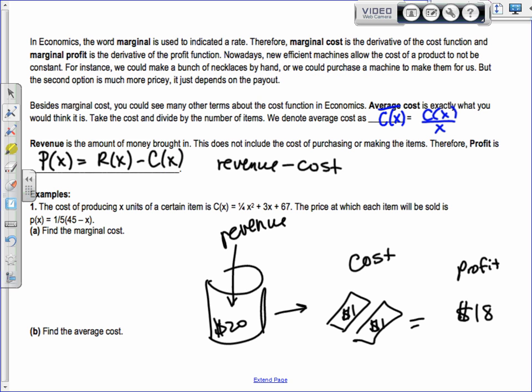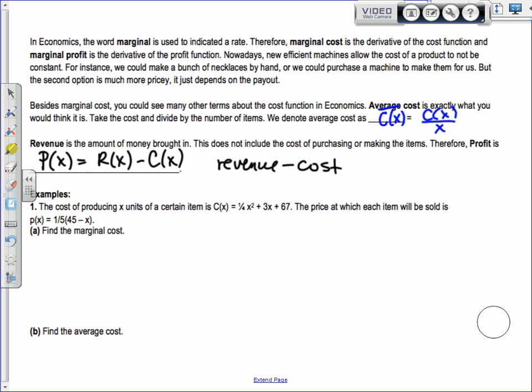All right, so let's do these problems. It says the cost of producing X units of a certain item is C of X equals 1/4 X squared plus 3X plus 67. The price at which each item will be sold is P of X equals 1/5 times 45 minus X. Notice that's little p, that's the price at which each item is sold. That is not profit. So big P's and little p's matter.